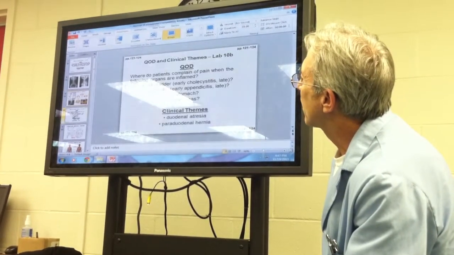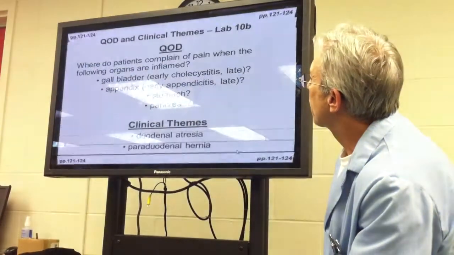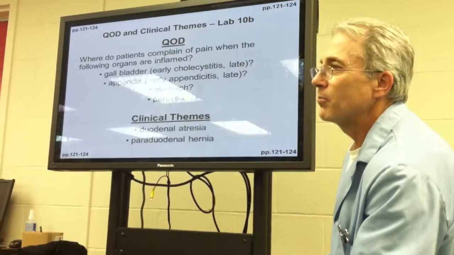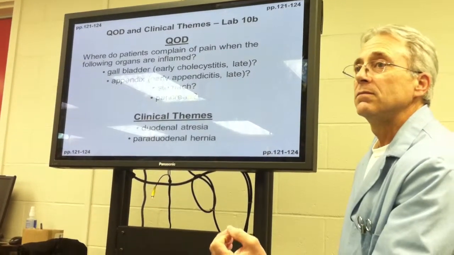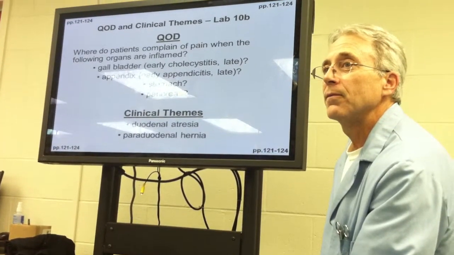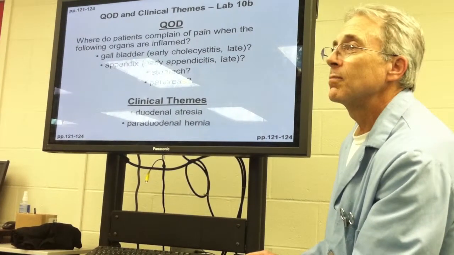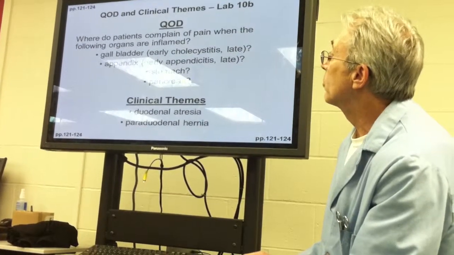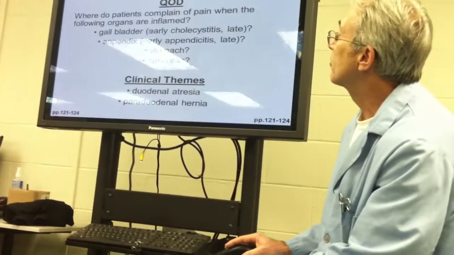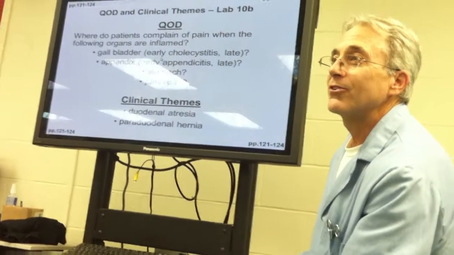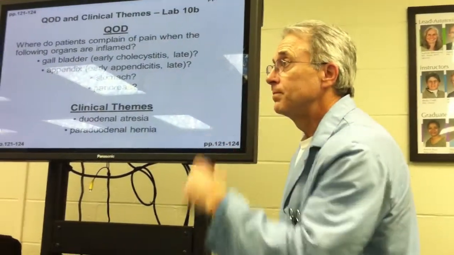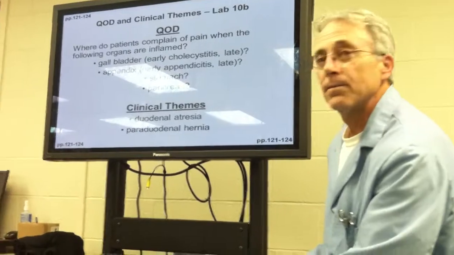Let's go back to this one now. Okay, where do patients complain of pain when the following organs are inflamed? So gallbladder. Shoulder. Well, why would it be in the shoulder? That would be diaphragm, right? So that would be later. But what would be the early signs? The subcostal. Is it? It's T9 dermatome.